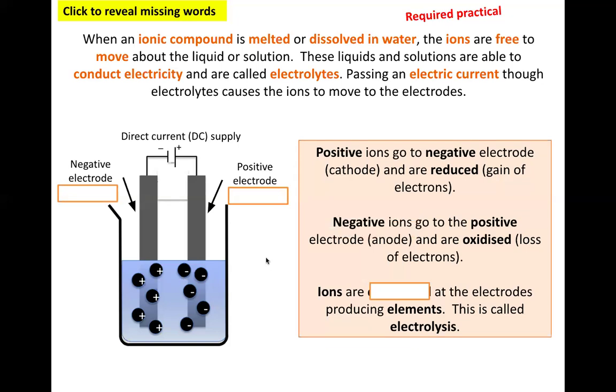Then you have the negative ions in the solution here, and they will move to the positive electrode, which is called the anode. That's this one on this side. These ions are oxidized. In other words, they lose electrons. So the language we use is that ions are discharged at the electrodes producing elements, and we call this electrolysis.